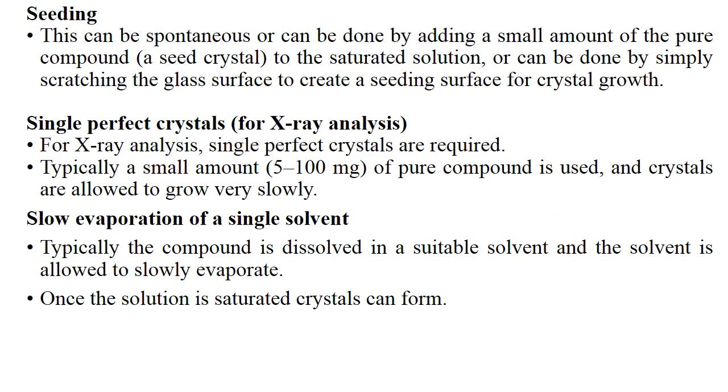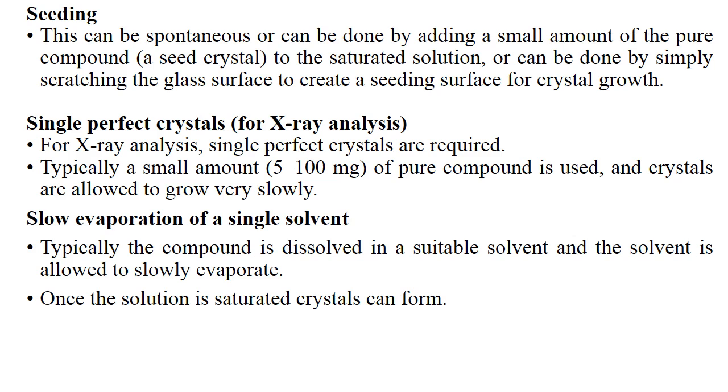Seeding. Seeding is the important part of the crystallization step. We have discussed that crystallization requires an initiation step, and that step is called seeding. Seeding can be spontaneous or can be done by adding a small amount of the pure compound, which is called a seed crystal, to the saturated solution, or by simply scratching the glass surface to create a seeding surface for crystal growth. It is thought that even dust particles can be used as simple seeds.